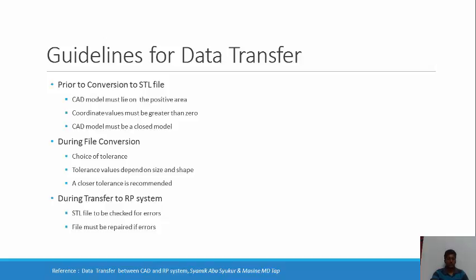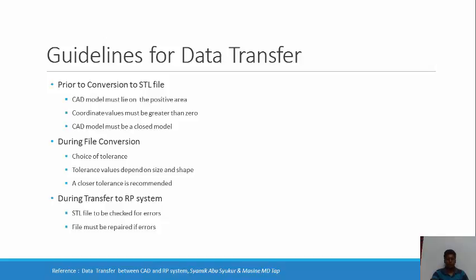The next step is during the conversion process of the STL file. In the conversion window, the rapid prototyping system will prompt the user to choose the value of the tolerance. There are two types of tolerances involved, the adjacency tolerance and the triangle tolerance. The values of tolerances depend on the shape and size of the model. It also depends on the experience and knowledge of the user.